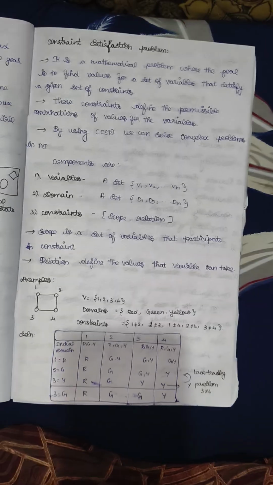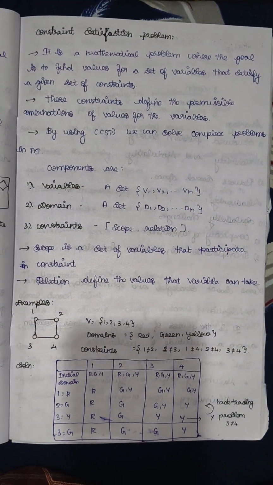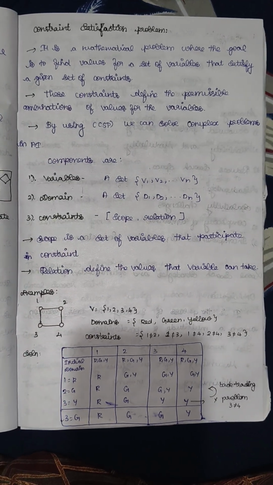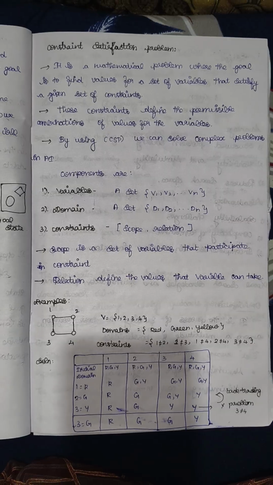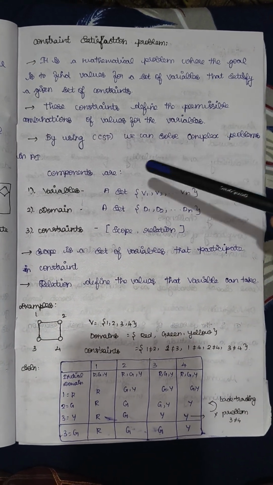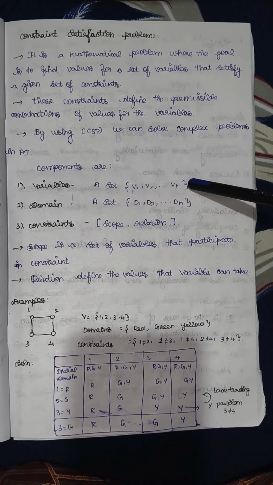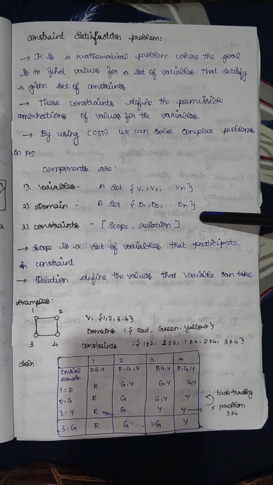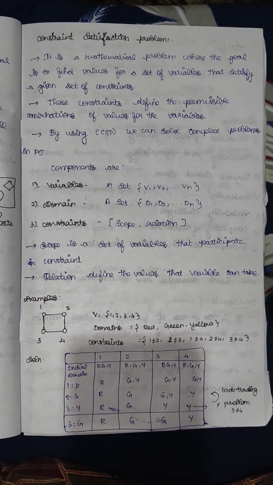The next one we are moving to is the constraint satisfaction problem. The name itself suggests that the problem has certain constraints and we have to satisfy those constraints in order to achieve the optimal solution. The components used are the variables given in the problem, the domains, and the constraints. According to the variables, the domain is assigned and the constraints are placed. With these three things, we have to solve the problem and find the optimal solution.